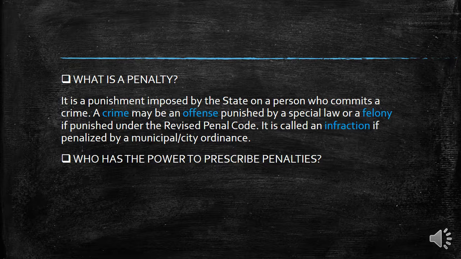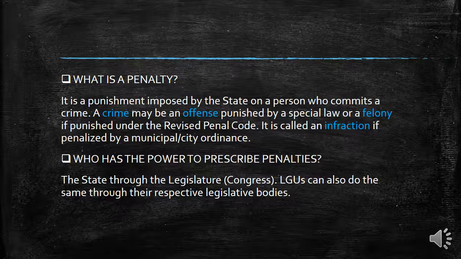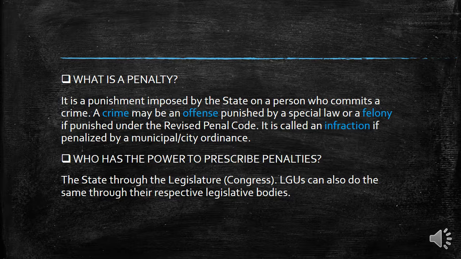Now, who has the power to prescribe penalties? It is the state through the legislature or Congress. Local government units or LGUs can also do the same through their respective legislative bodies called sanggunians. So those local legislative bodies may enact ordinances which provide for penalties for their violations.